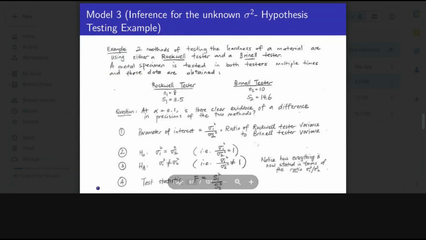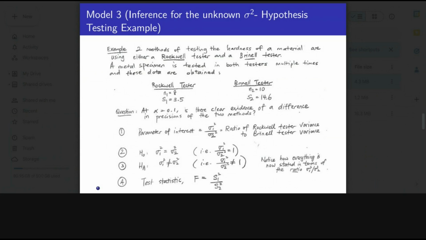Okay. So we have 2 kinds of material. Basically, the sample size of the first one is 8, and the second one is 10. Here are the 2 standard deviations. Quite different, right? Okay. We want to do this test at a 0.1 significance level.